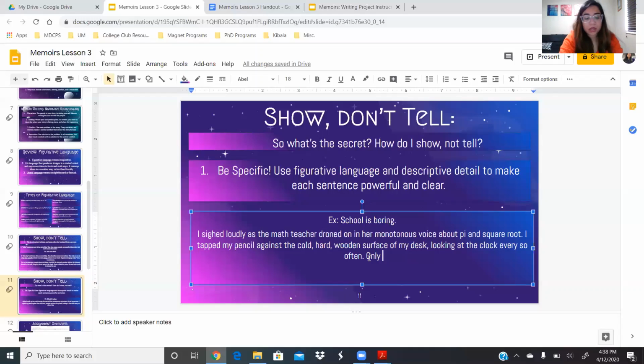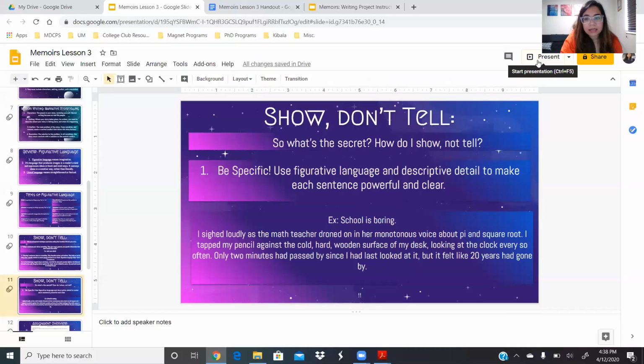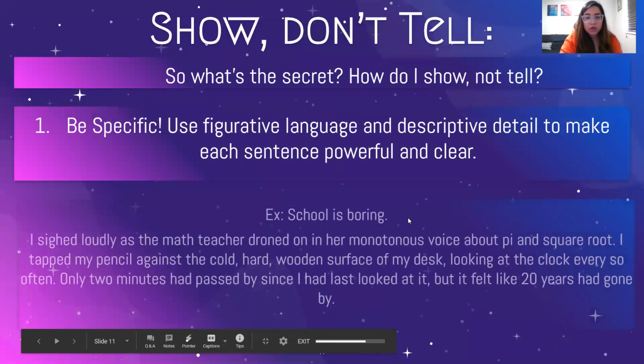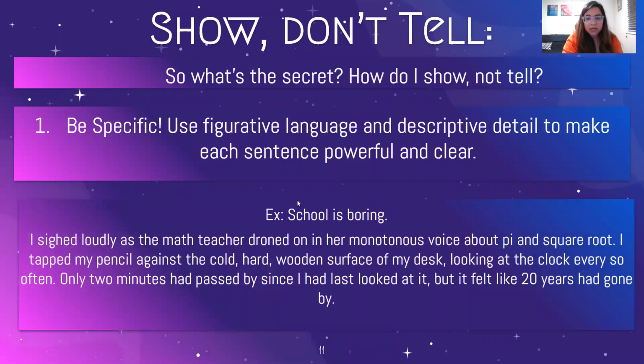So only 2 minutes had passed by since I had last looked at it, but it felt like 20 years had gone by. And that is a showing and not telling sentence. So when you're writing your showing and not telling sentences, you go from something that is very telling, very bland, school is boring, and now we have a sentence like this.